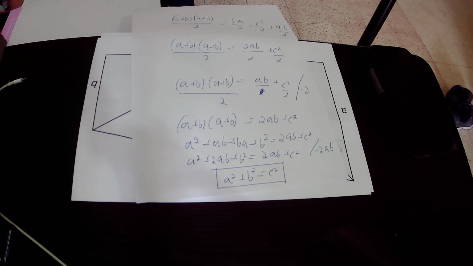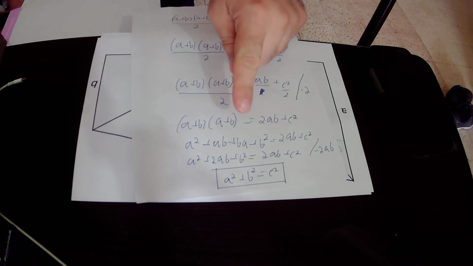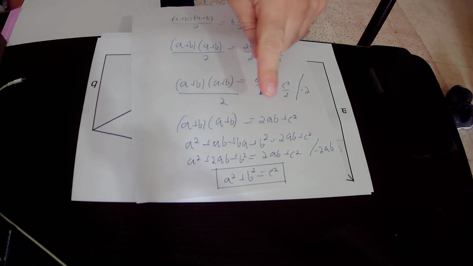I repeat it, and it says that in every right triangle, the square of the hypotenuse is equal to the sum of the squares of the perpendiculars. C square equals A square plus B square.